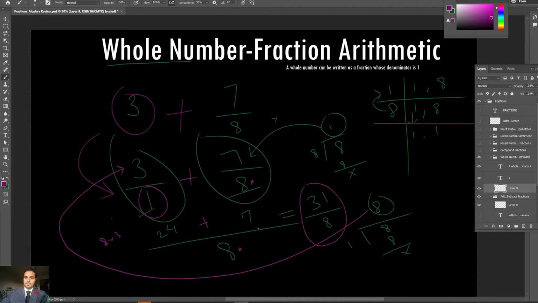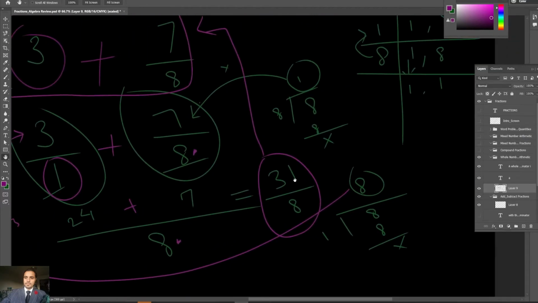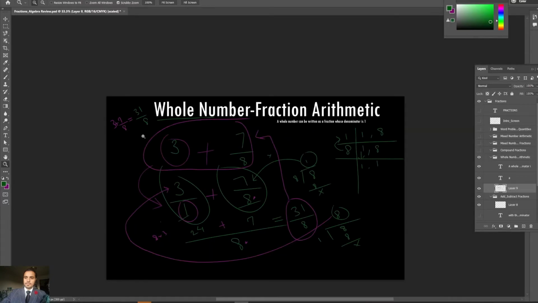But this is our sum, okay? So this whole thing, 3 plus 7 over 8 is equal to this thing over here, 31 over 8. 31 over 8, right? Now there's an easier way we could have also done this. This is the whole process, right?